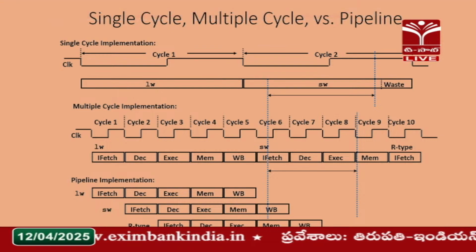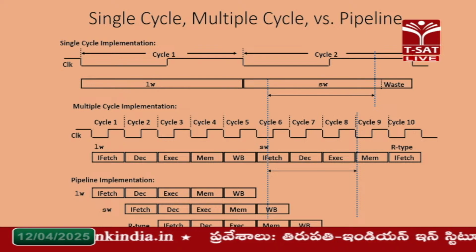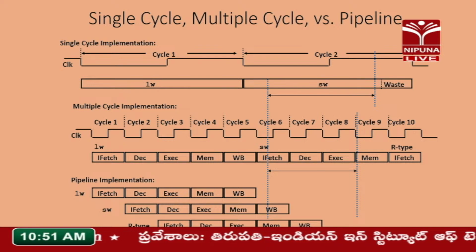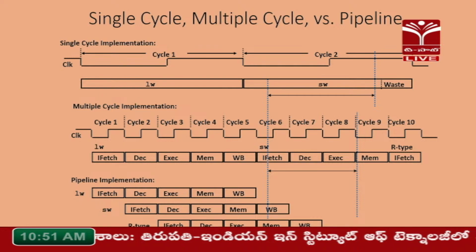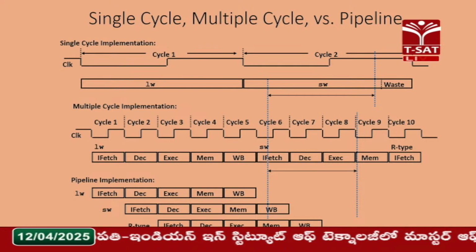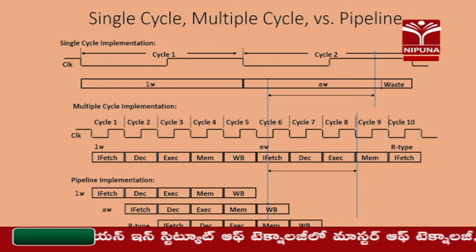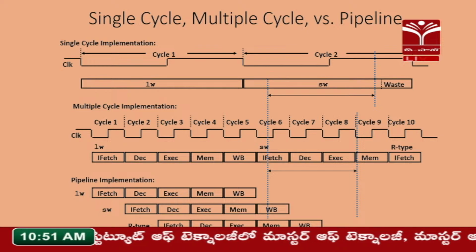And if you do a pipeline design, you are increasing the throughput multifold, because before you finish the first instruction fully, you are fetching the next instruction and keeping it in the pipeline.